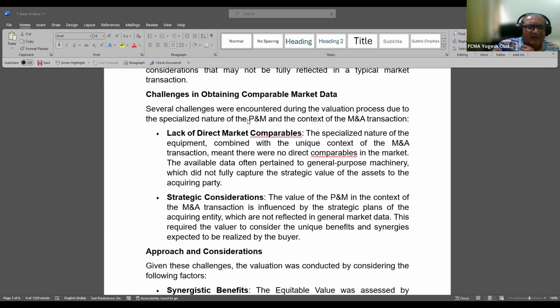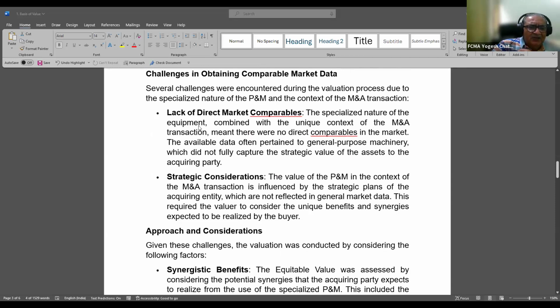Several challenges were encountered during the evaluation process due to the specialized nature of plant and machinery and the context of the M&A transaction. So, a lack of direct market comparables: the specialized nature of the equipment combined with the unique context of mergers and acquisition transactions meant there were no direct comparables in the market. Supposing I give you the example in Kandla, Indian Oil Corporation, we have the LPG import plant, and that LPG import plant stores butane and propane.